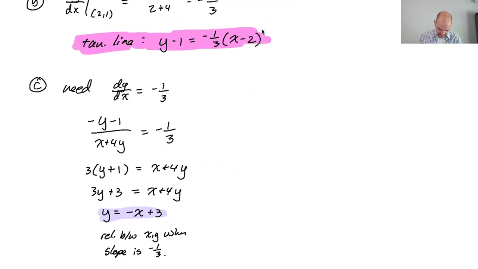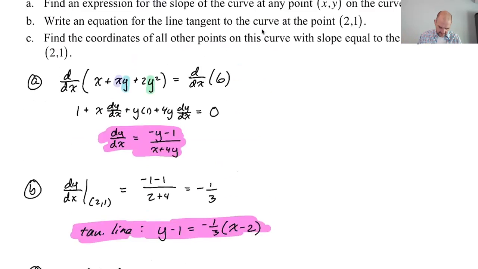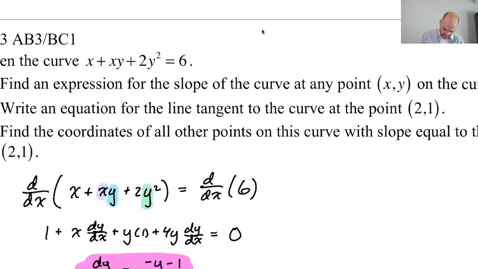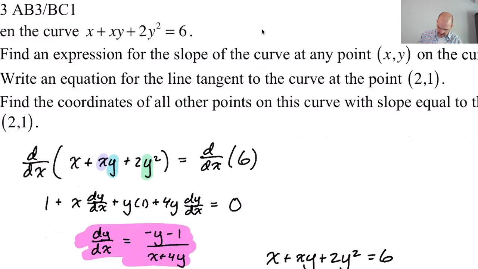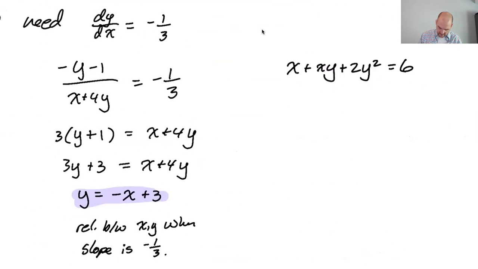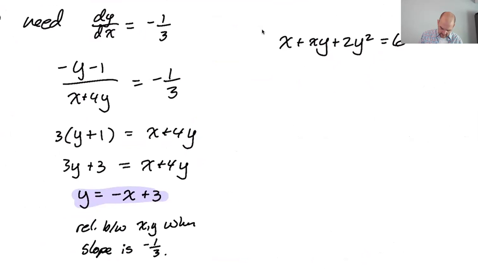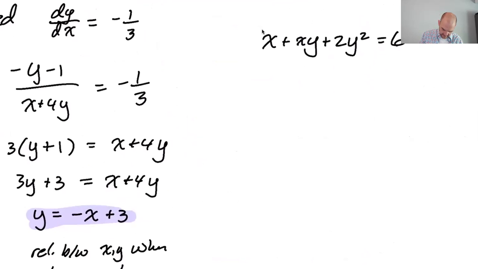So now I will take this relationship and plug it into x plus xy plus 2y squared equals 6. Let me just write this down so I can bring it with me. I'm going to bring that down so that we can sub into it. Here, I'm going to replace y with negative x plus 3. So x plus x times negative x plus 3 plus 2 times (negative x plus 3) squared equals 6.